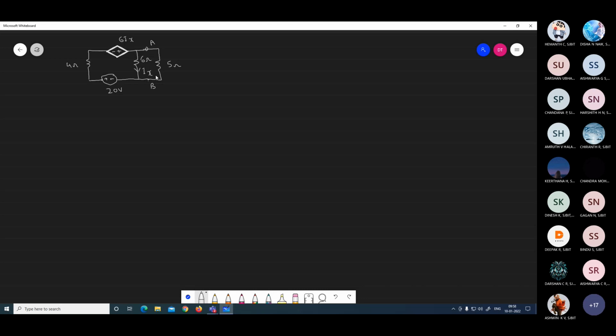What is the load here in this diagram? 5 ohm. 5 ohm, sir. Yes, correct. 5 ohm.